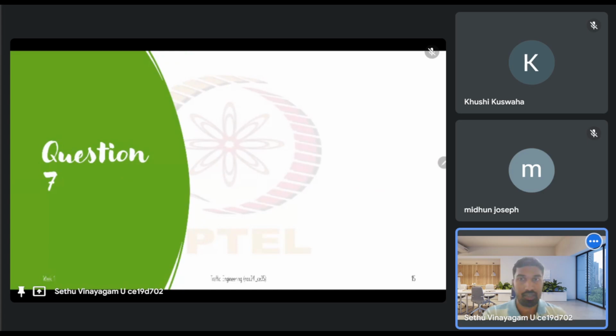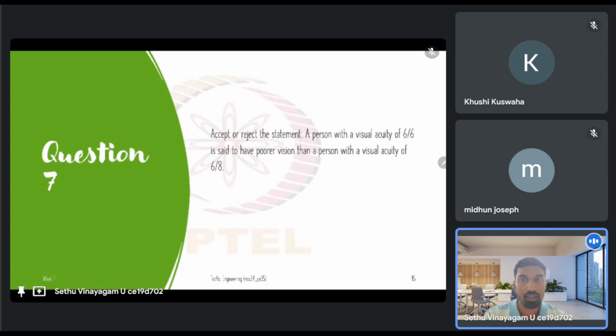So question number 7 is: accept or reject the given statement. The statement is: a person with a visual acuity of 6 by 6 is said to have a poorer vision than a person with a visual acuity of 6 by 8. It's like a true or false question.